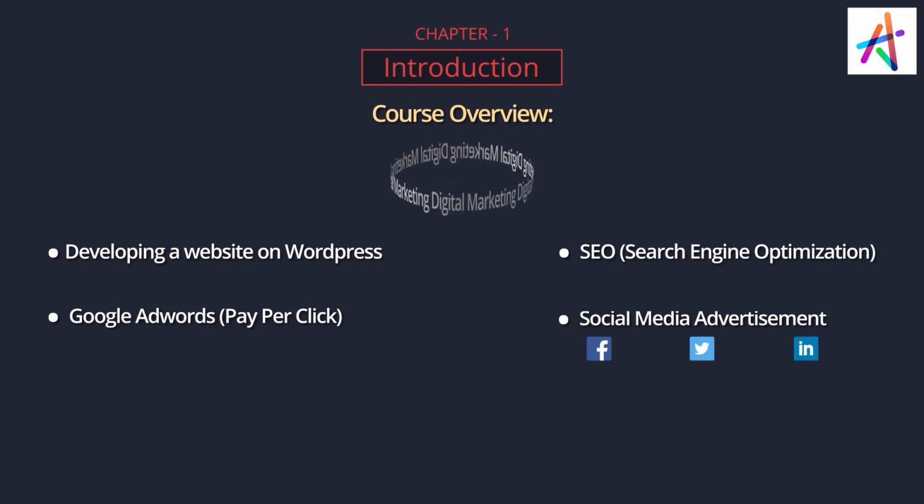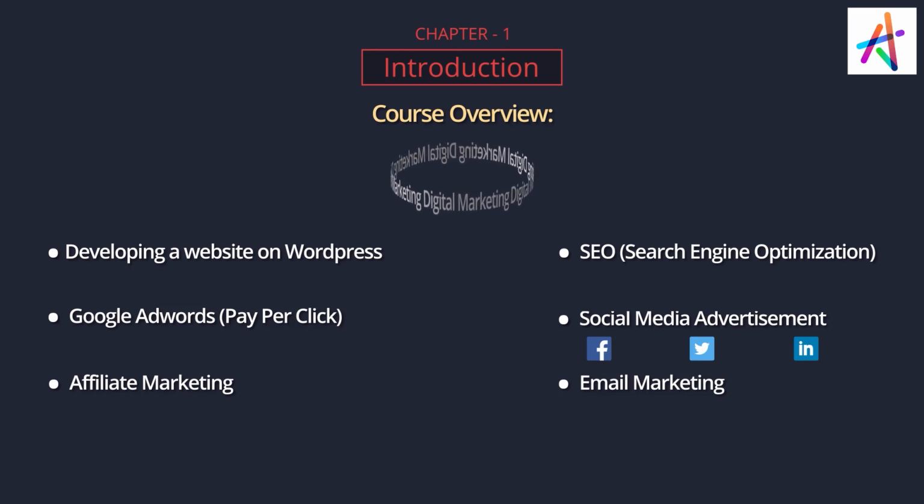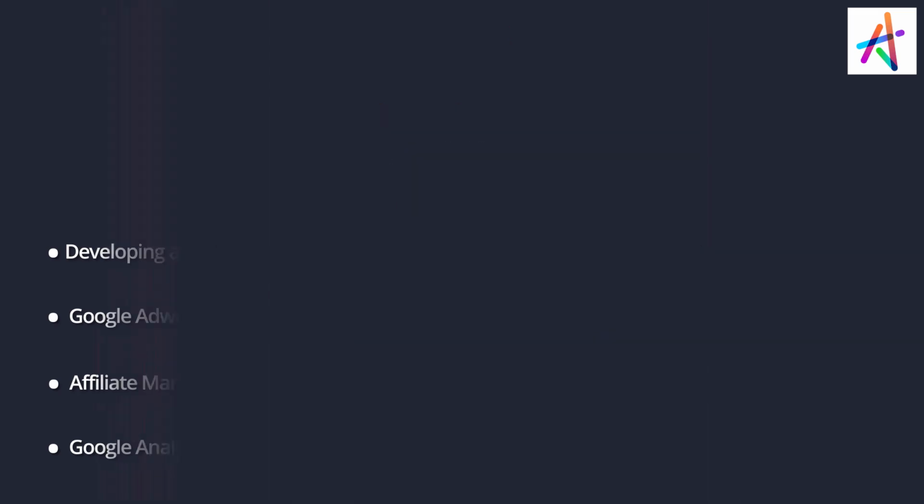Then we will also look at affiliate marketing. Affiliate marketing has been one of the biggest sources of revenue for many internet marketers. And then we'll also look at email marketing, which is another powerful way to market your products and services online. And then finally, we'll wrap the whole thing up with Google Analytics, understanding user behavior on your website, and so on and so forth. I'm very excited. I hope you're excited for the course too.